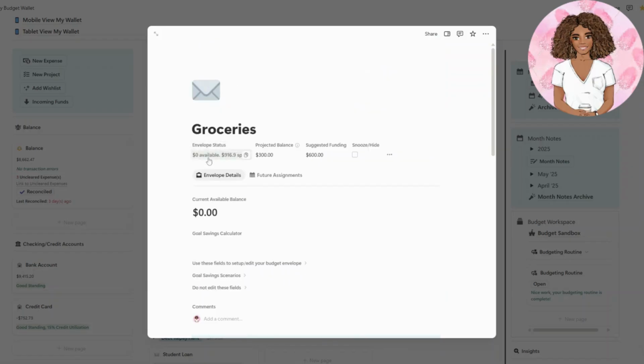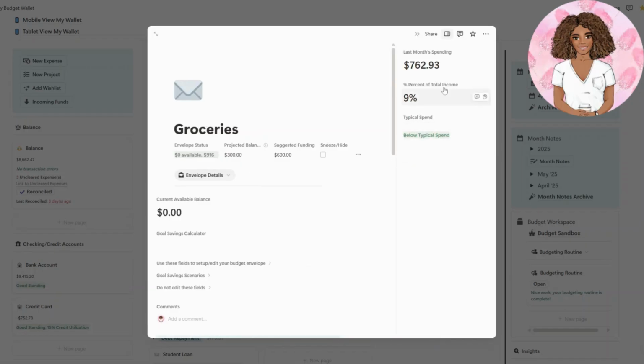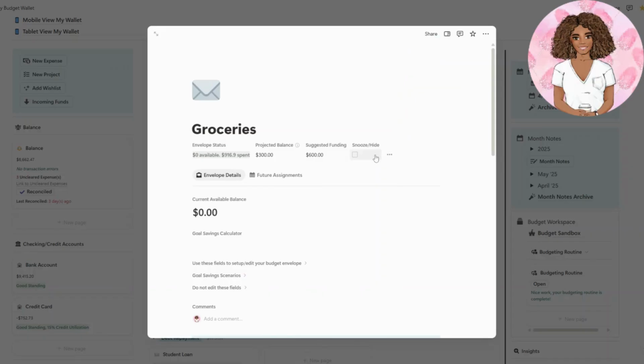And yep, okay. $0 available, 916.90 spent. And surprisingly, I'm still below my typical spend. Last month I spent 762.93, which represented 9% of my income, and that was below my typical spend. But next month for sure I'm going to probably be above because I did spend quite a bit.